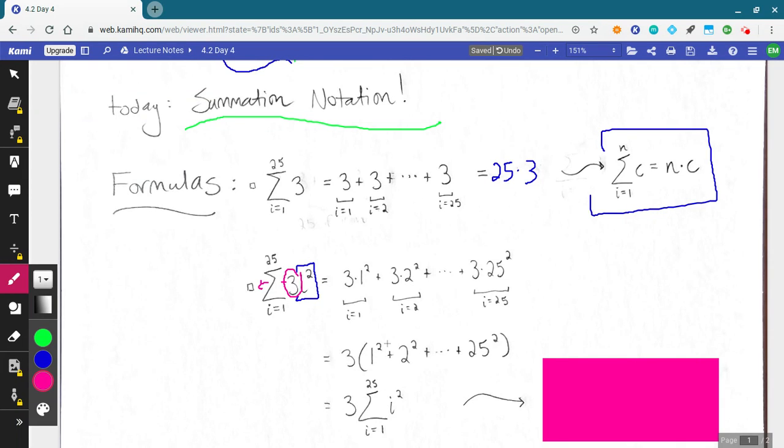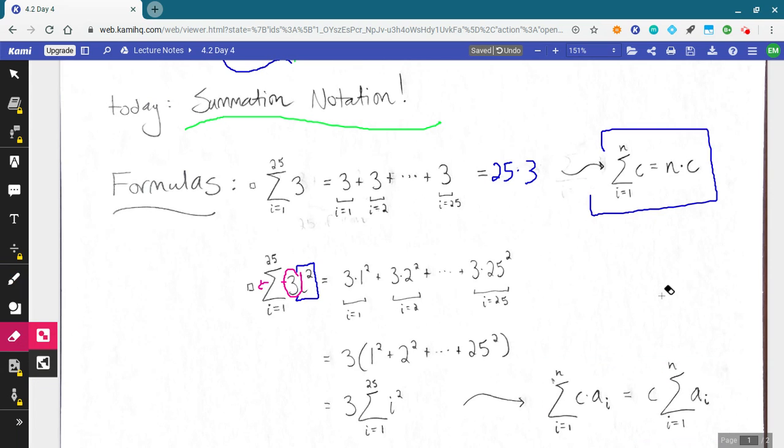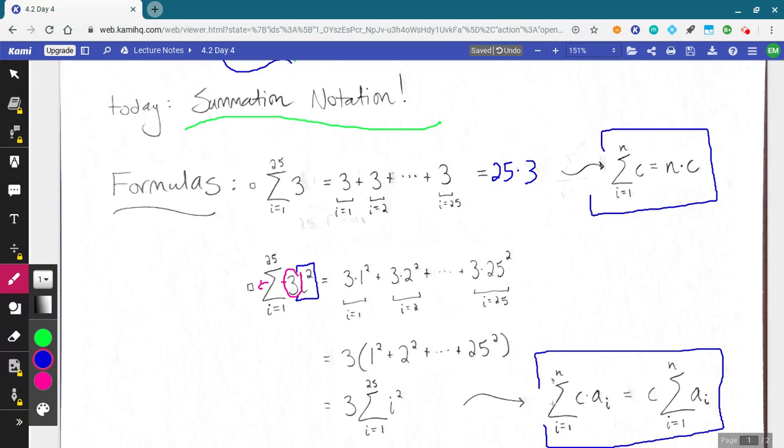And so this constant multiple sliding property that we've gotten used to with derivatives and more recently with integrals shows up in sums as well, which is real nice. So written generally, we have the following. If we are summing from i equals 1 to n of some constant times something that involves i, perhaps this a sub i, then we can take that constant and slide it out front. All this is pulling out a constant multiple.